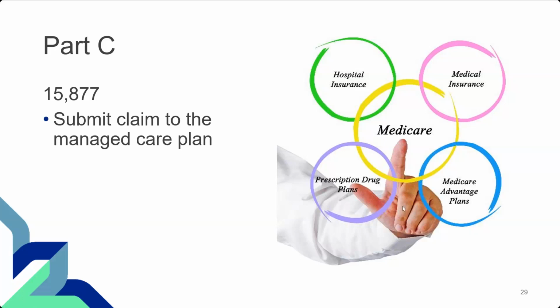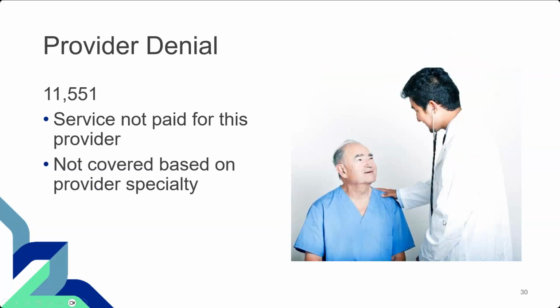The last one that I do just want to go over is the provider denial. Services are not paid for this provider. It's not covered based on the provider specialty. This one is typically done for something like an evaluation and management service. Maybe you're doing an exam, maybe you're doing an x-ray to prove medical necessity, so you're billing that to Medicare, but Medicare is saying, hey, we don't cover that for a chiro. That's what creates this one. So it is really something that we're saying, hey, we won't cover that. So hopefully that also makes sense.